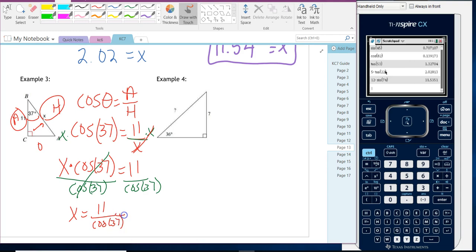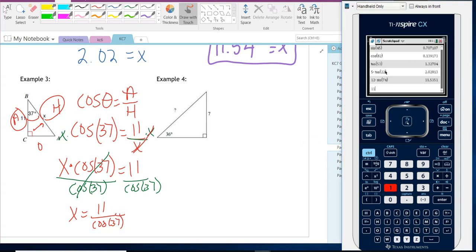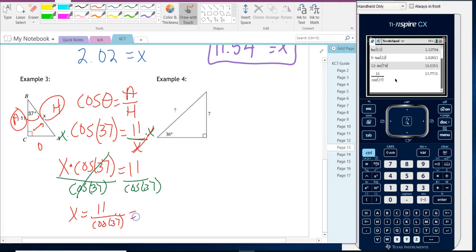And that is exactly how we're going to type it into our calculator. So 11 divided by the cosine of 37 is going to give us 13.77. All right, so that is my answer for x. Again, when we solve for our missing sides, we're looking for side lengths, so they're not going to have degrees. If our sides have any type of measurement, then obviously include that in your answer.